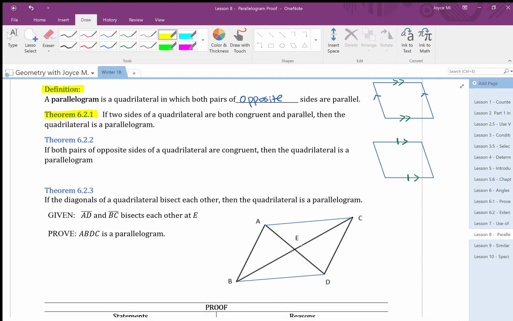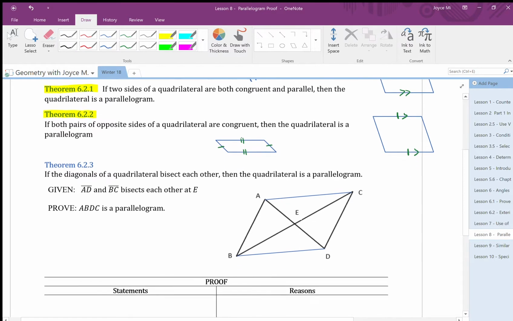The next one says, let me draw it first. If both pairs of opposite sides of a quadrilateral are congruent, so this side is congruent to this one, and this one congruent to this one, and congruent again means they have equal length, then that will be a parallelogram. So this is the second theorem.